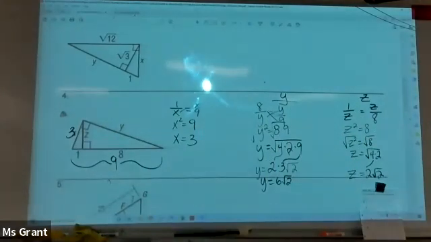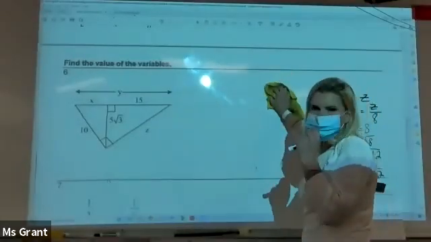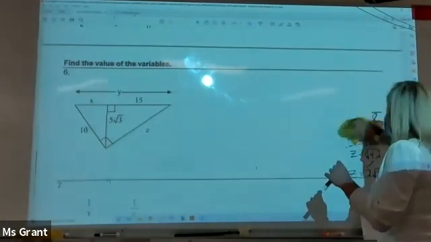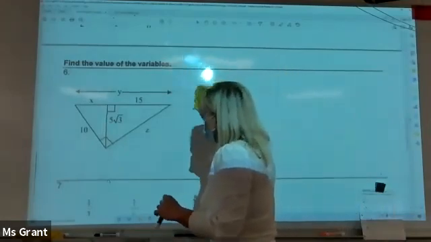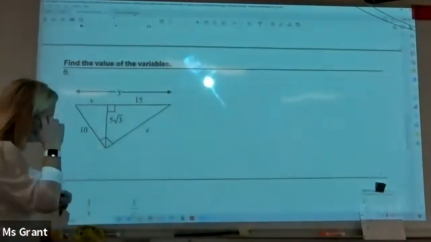I want to go to 6. Are you ready for 6? Yes. Okay. The triangle's upside down from the first 2 that we did, but we're pros, it's cool. All right.